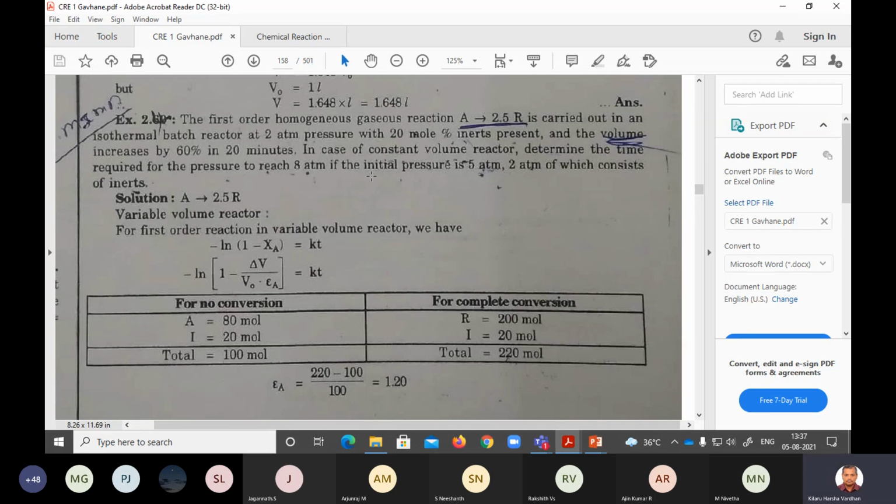If the initial pressure is 5 atmospheres, so it is starting at an initial pressure of 5 atmospheres. Out of this 5 atmospheres, 2 atmospheres is inerts, because you know that entire A is not present. Inerts are present, so inerts also will exert some pressure. So the total pressure is 5 atmospheres, out of which only 2 atmospheres is exerted by the inerts. The rest, that is 3 atmospheres, is exerted by PA. Now, did you understand the problem, or do you want me to repeat the understanding of the problem?